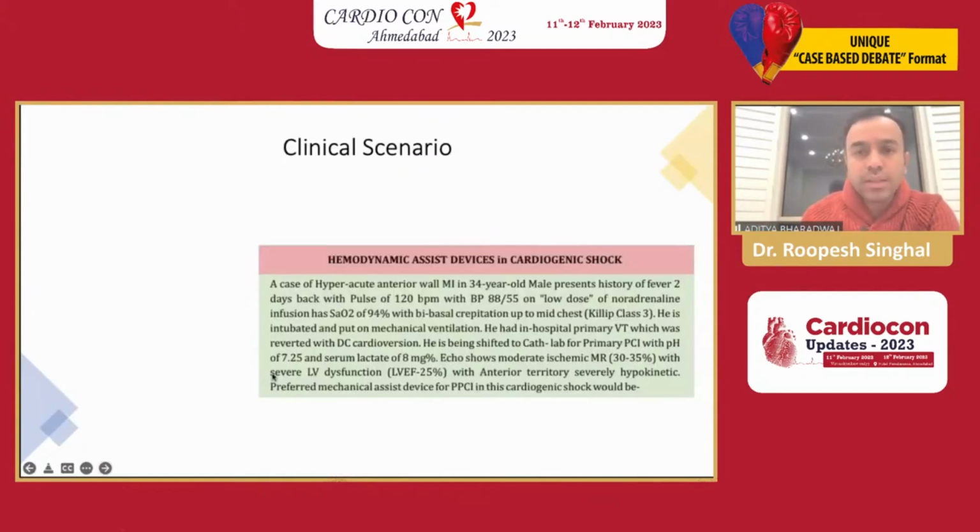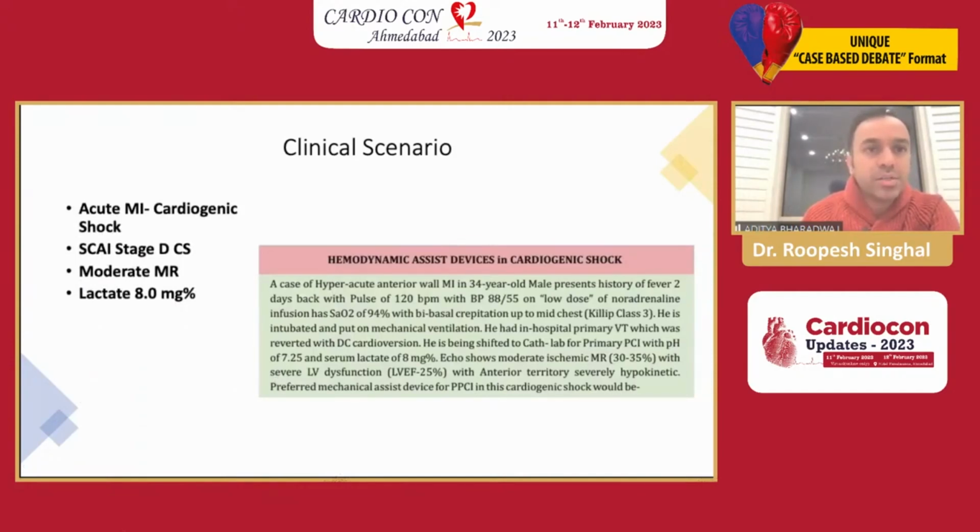I'm not going to go over the details of the case, which was already discussed, but just to highlight some of the key takeaways and summarize what this case is about. This is a case of acute MI with cardiogenic shock, which is very important. Sometimes we tend to put all cardiogenic shocks in the same bucket, but it's important to distinguish the etiology of cardiogenic shock. Acute MI is very different from acute decompensated heart failure or myocarditis type of cardiogenic shock. So this is AMI cardiogenic shock, number one.